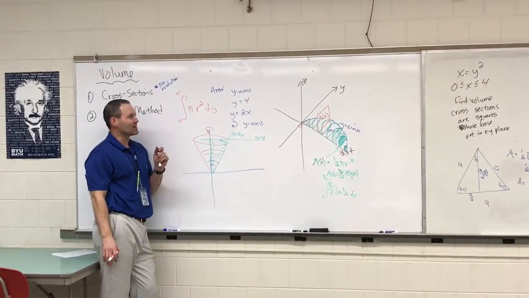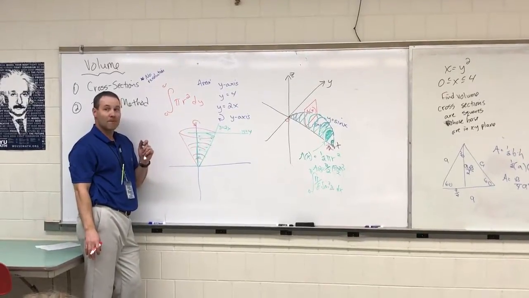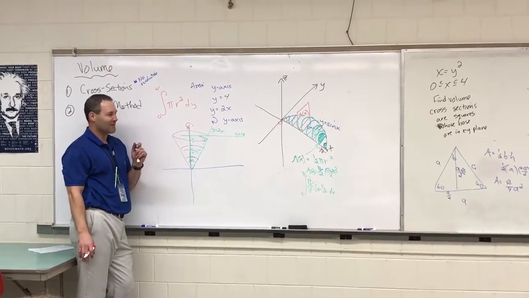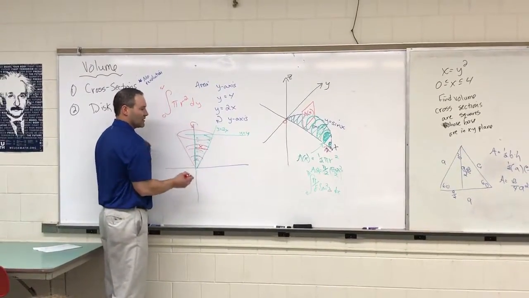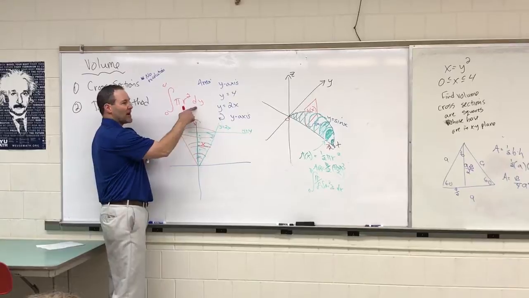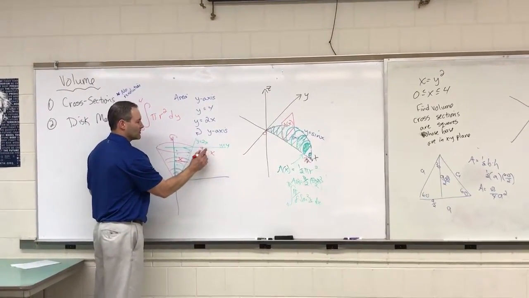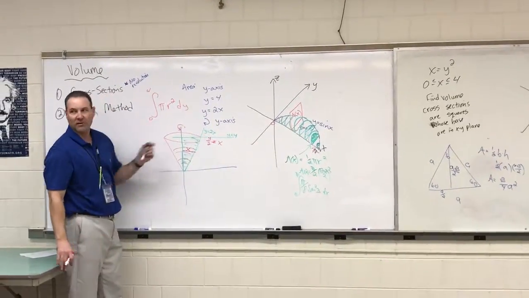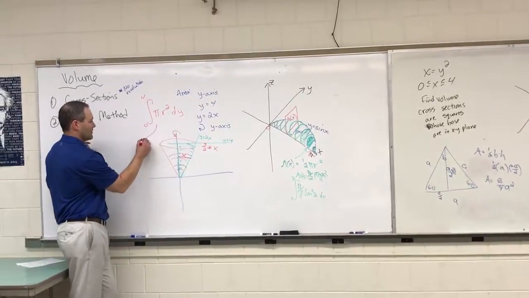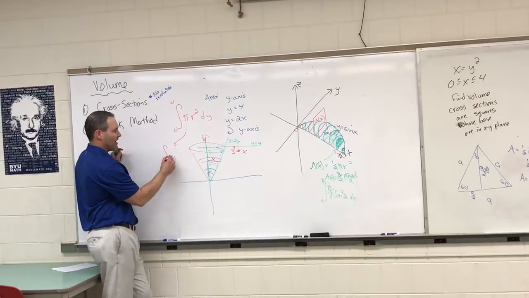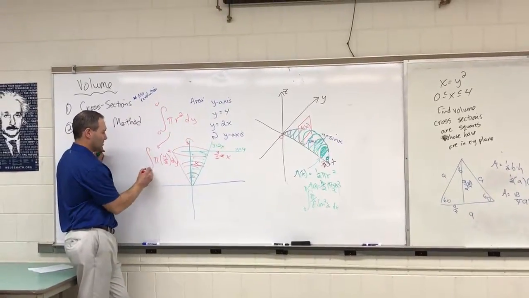So what is my radius? Y over 2. Our radius is x, right? Yeah. But we need it in terms of y, so what is x? x is y over 2. So we have to write it in terms of y. So it would be the integral of pi times (y over 2) squared dy from 0 to 4.